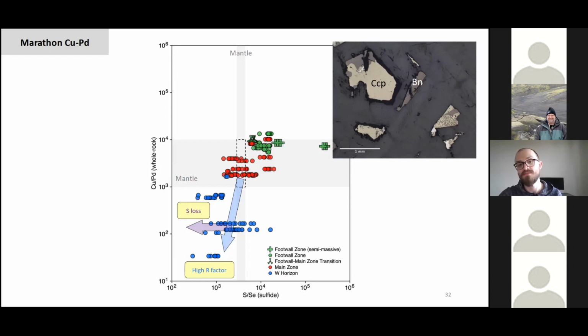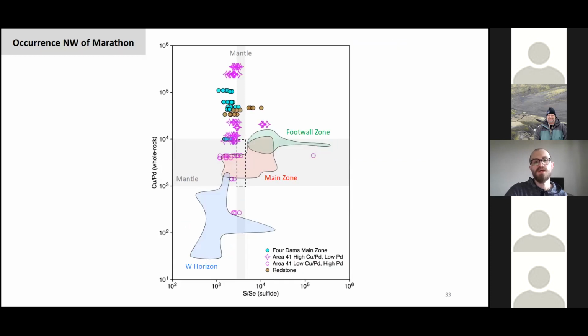Now, moving northwards, we can see that the northern occurrences are geochemically quite different from the Marathon deposit, and they exhibit a range of copper palladium from values lower to values higher than the mantle values, and they have sulfur selenium ratios that are systematically lower than the range of mantle values.